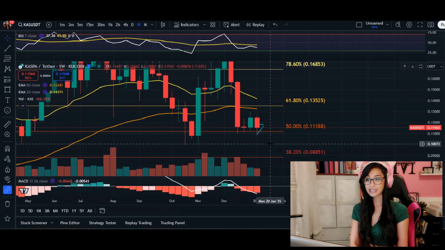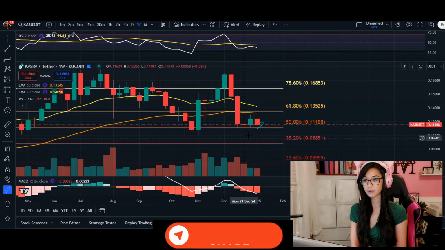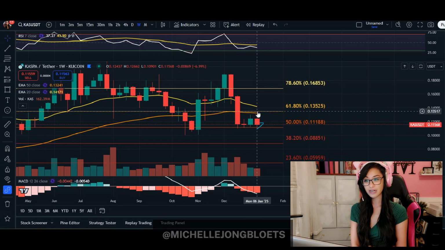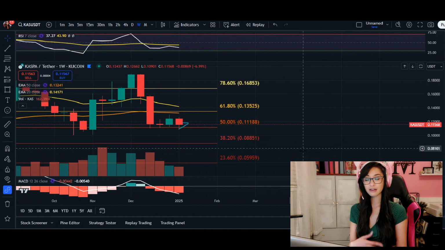Heading to our key levels to watch on the weekly time frame, resistance is going to be around our 61% Fib at 13.5. And of course, if we're able to close above this first key area of resistance, we could see a potential skyrocket to 16 cents.